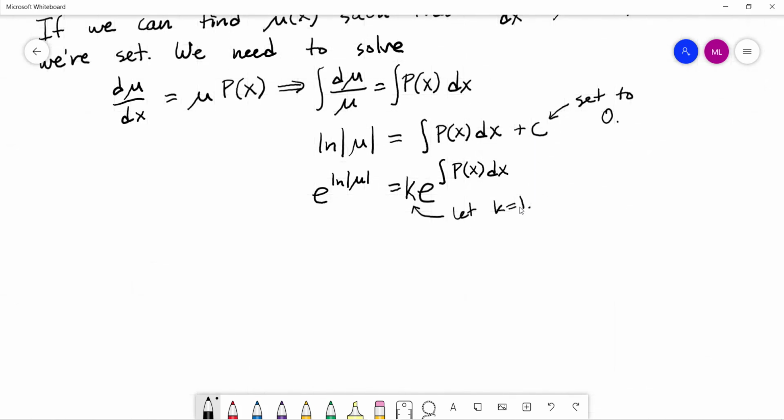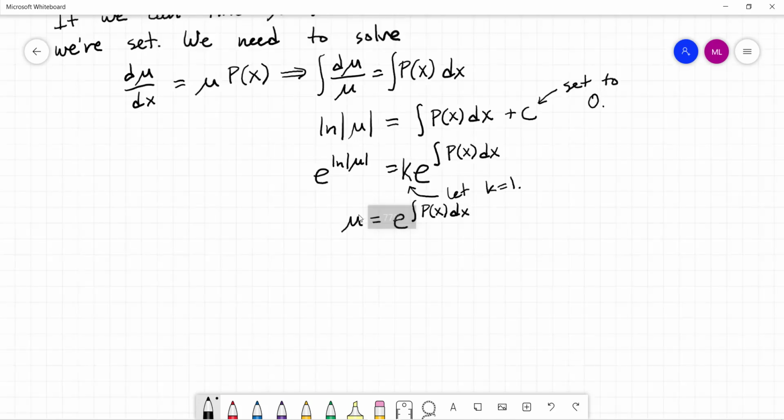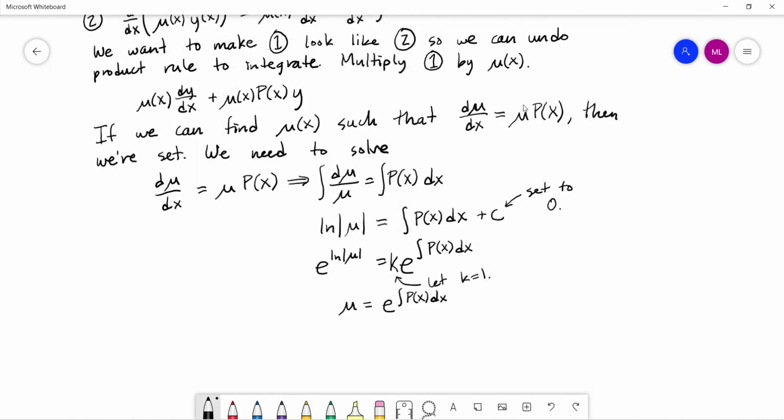And by the same arguments that we had before, we can get rid of the absolute values because we exponentiated both sides. We already know this has to be positive anyways, and we wind up getting mu is equal to e to the integral of p of x dx. That needs to be the function mu that we multiply the entire original equation by. So we've solved for the appropriate mu. This is the mu that satisfies this differential equation.